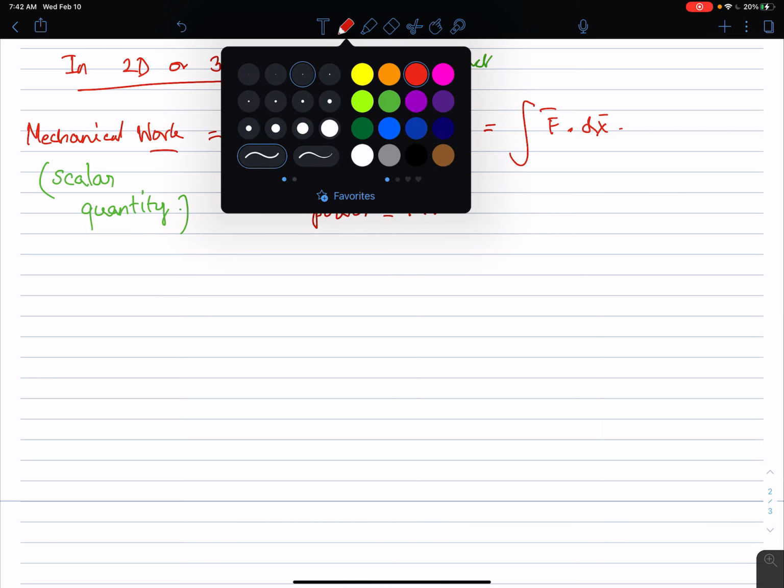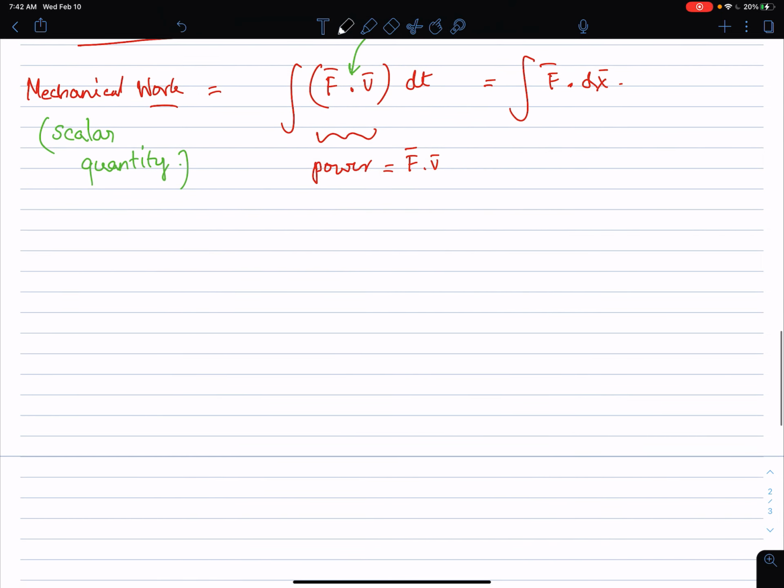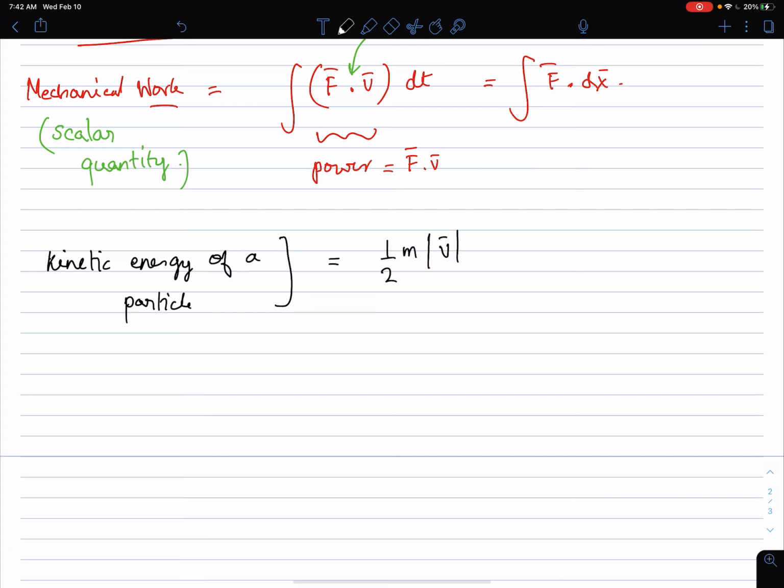Let's look at kinetic energy in 2D or 3D. Kinetic energy of a particle in 2D or 3D is basically defined as half m, the absolute value of v squared, or magnitude of v squared. So that's how it's defined in 2D or 3D.